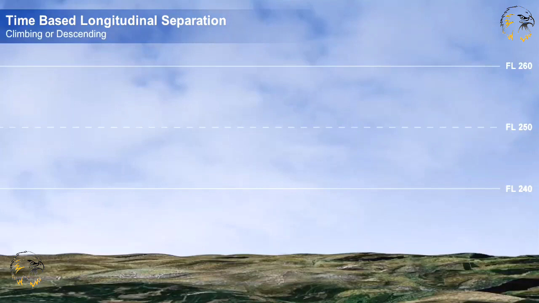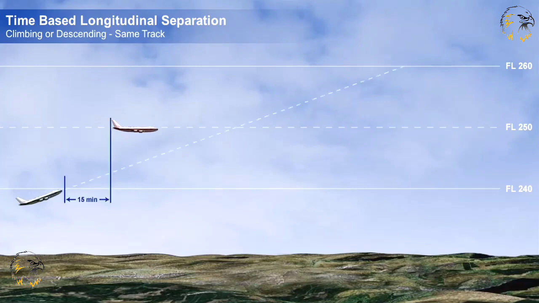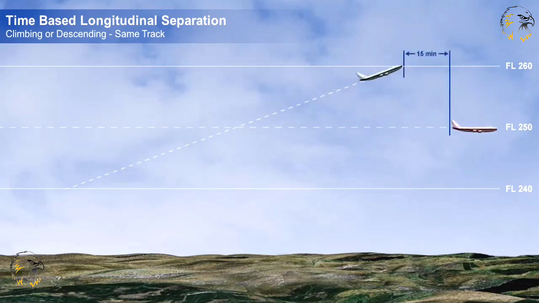Having considered time-based separation for aircraft at the same level, let us now examine the climbing and descending case. The provision of appropriate separation for aircraft climbing or descending is a more complex situation, and again depends upon the relative tracks of the aircraft. When an aircraft will pass through the level of another aircraft on the same track, the minimum longitudinal separation that must be applied is as shown here. 15 minutes, whilst vertical separation does not exist.